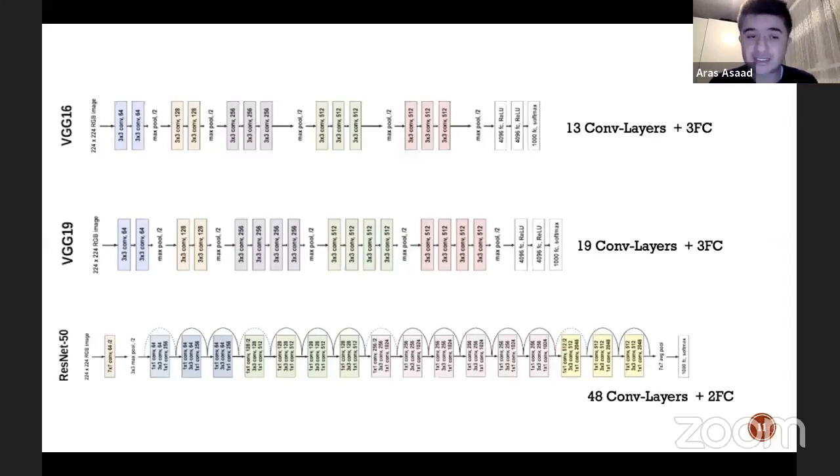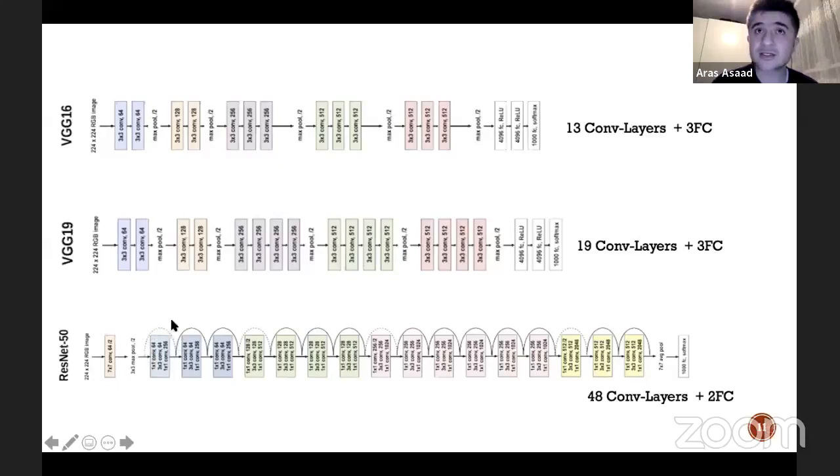And it works better than AlexNet in that case. Then you can have ResNet. What is the main difference between ResNet and the VGG group? And by the way, the VGG group was proposed by researchers at the University of Oxford, the Visual Geometry Group. So the main idea was to have residual connections.